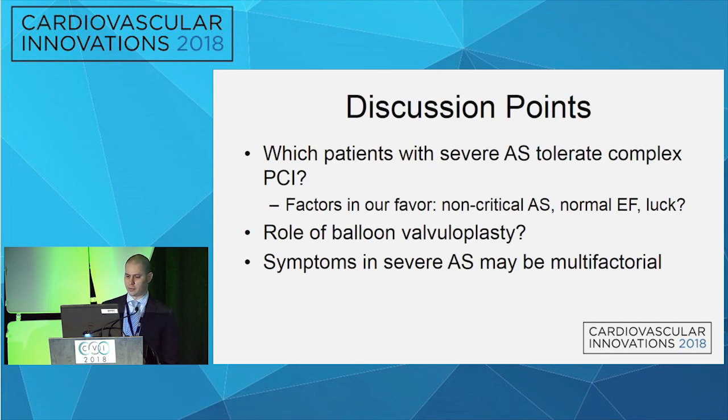So just some quick discussion points. In these TAVR patients, we're going to encounter complex coronary disease pretty frequently, not uncommonly. Which of these patients are going to be able to tolerate complex PCIs is unclear. But I think some factors were in our favor. He had non-critical AS, actually closer to the moderate range than the critical range. He had normal EF, and maybe we just got a little bit lucky because he tolerated it pretty well.